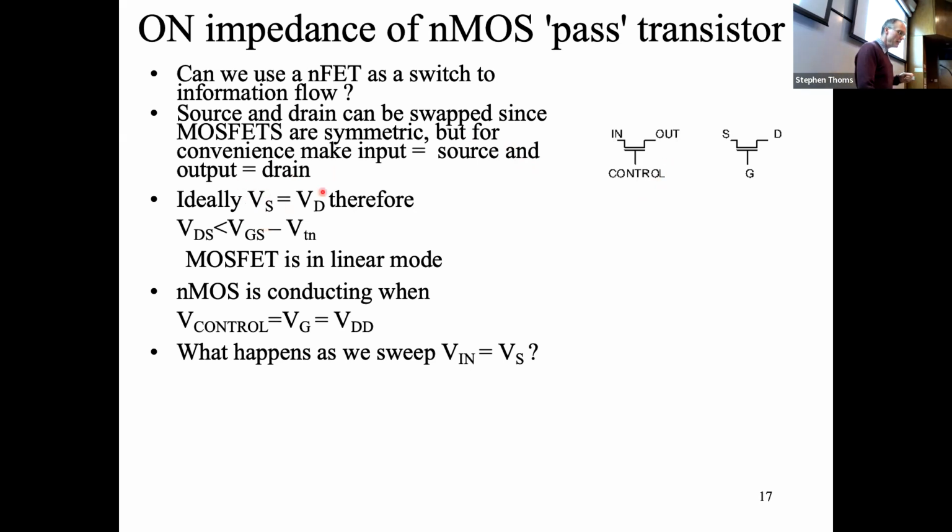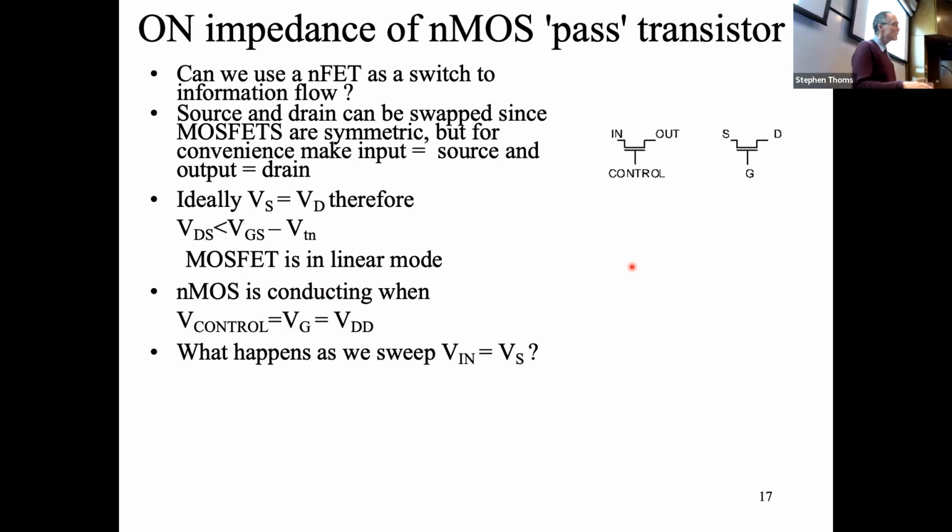So if you've got VS and VD roughly the same, and less than the gate voltage minus the threshold, then you're in linear mode. When will it conduct? Well, it will conduct when VG is high at VDD, so that's fine. And then NMOS, the gate at VDD, it'll start to conduct.